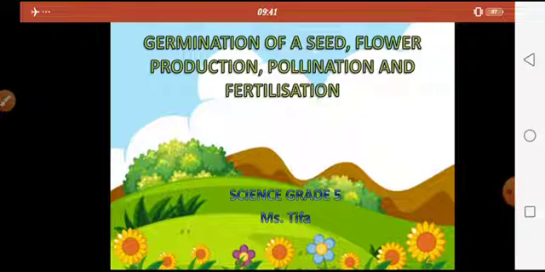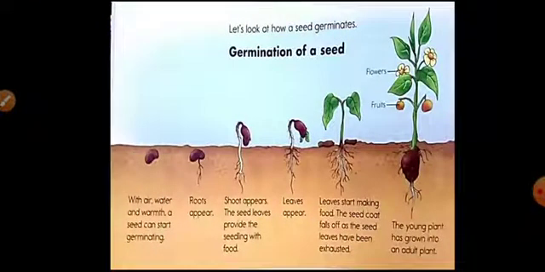And the topic for today is about germination of a seed, flower production, pollination, and fertilization. Take a look at the picture there. There are 6 steps about germination of a seed. The first one, as you know before, with enough water, air, and warmth, a seed can start germinating.